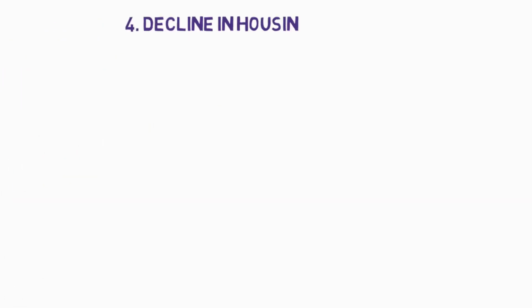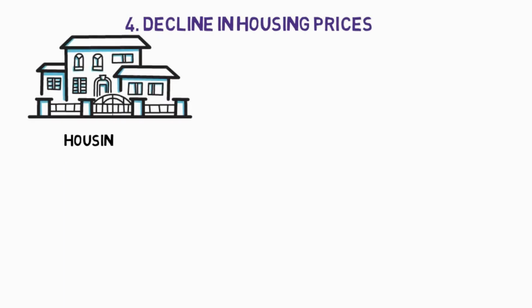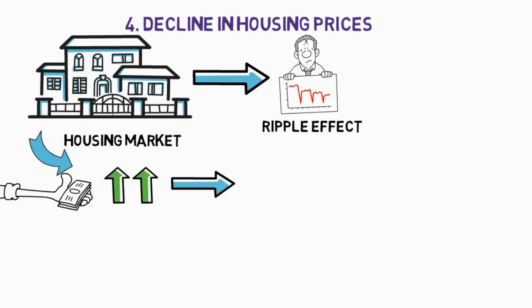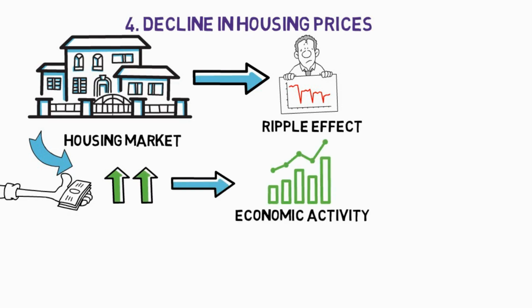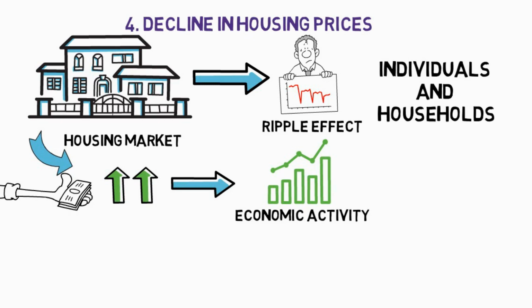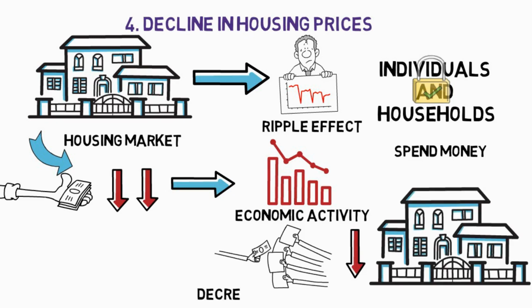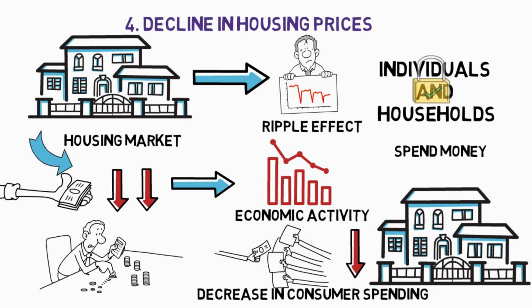Number 4. Decline in housing prices. The housing market is another important factor in the economy, as it can have a ripple effect on other industries. When housing prices are rising, it can lead to an increase in economic activity, as individuals and households feel more financially secure and are more likely to spend money. However, when housing prices are declining, it can have a negative impact on the economy. This is because a decline in housing prices can lead to a decrease in consumer spending, as well as an increase in foreclosures and bankruptcies.